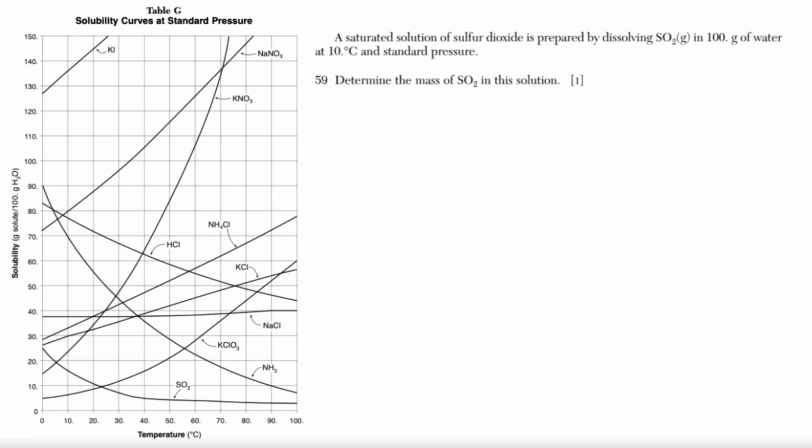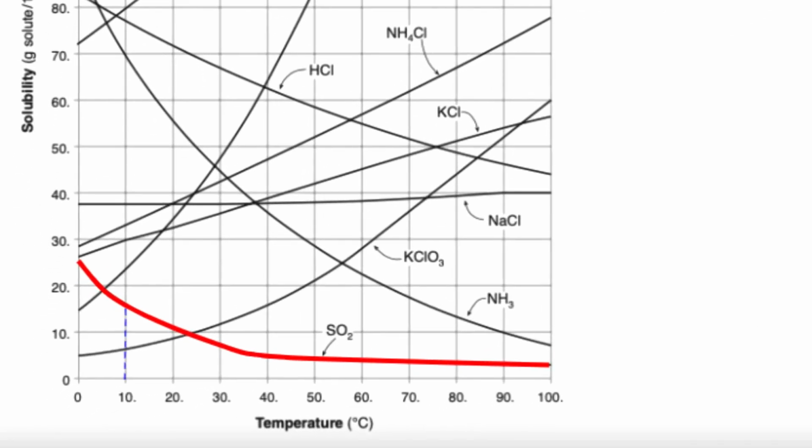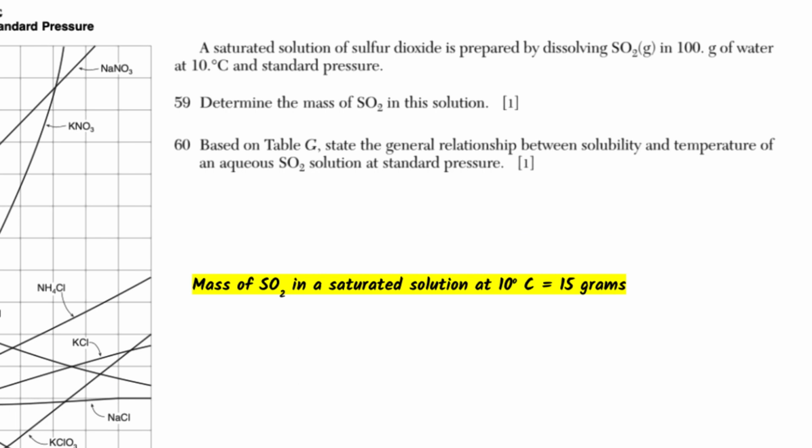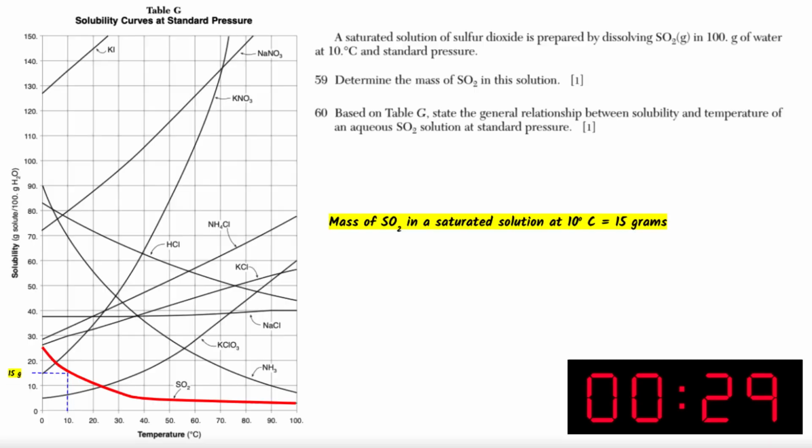So I'm going to locate SO2 on the curve. I'm going to find the mass of SO2 in a saturated solution at 10 degrees Celsius. I'm going to find where 10 degrees Celsius intersects with the curve. And I'm going to match that on the y-axis. And so it looks like 15 grams of sulfur dioxide can dissolve in 100 grams of water at 10 degrees Celsius. Next question here. Based on Table G, state the general relationship between solubility and temperature of an aqueous SO2 solution at standard pressure.